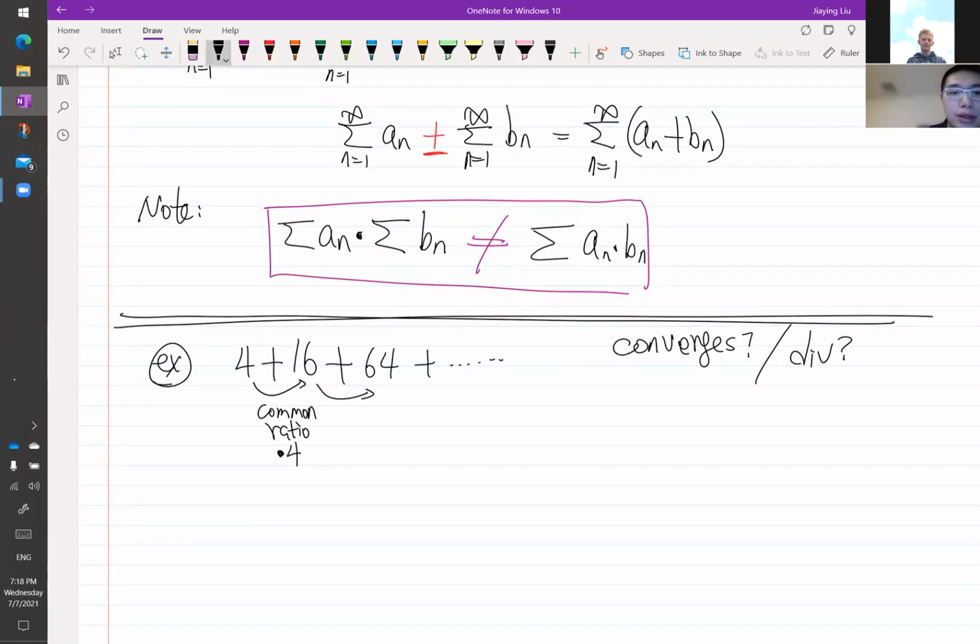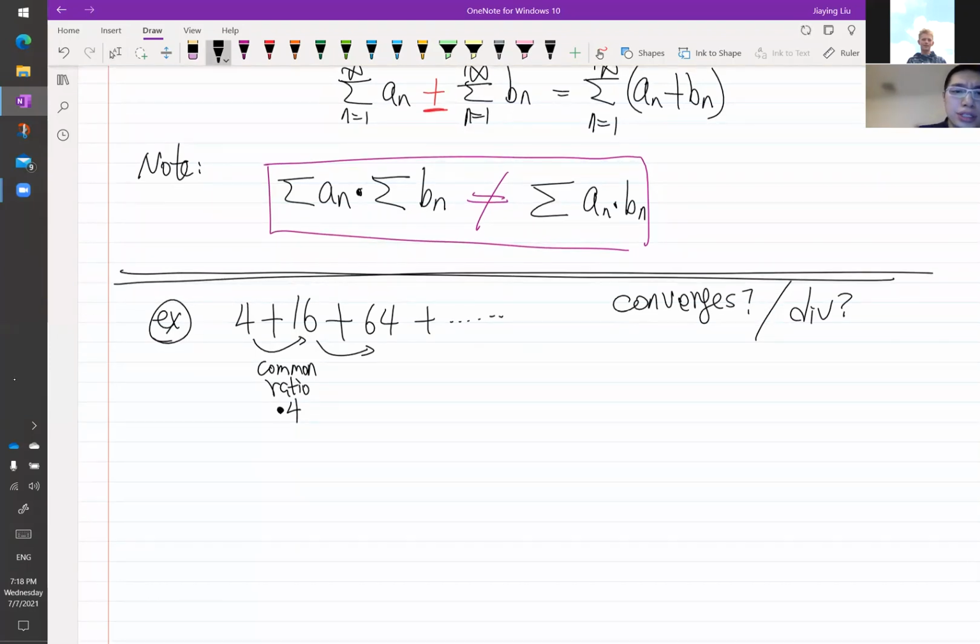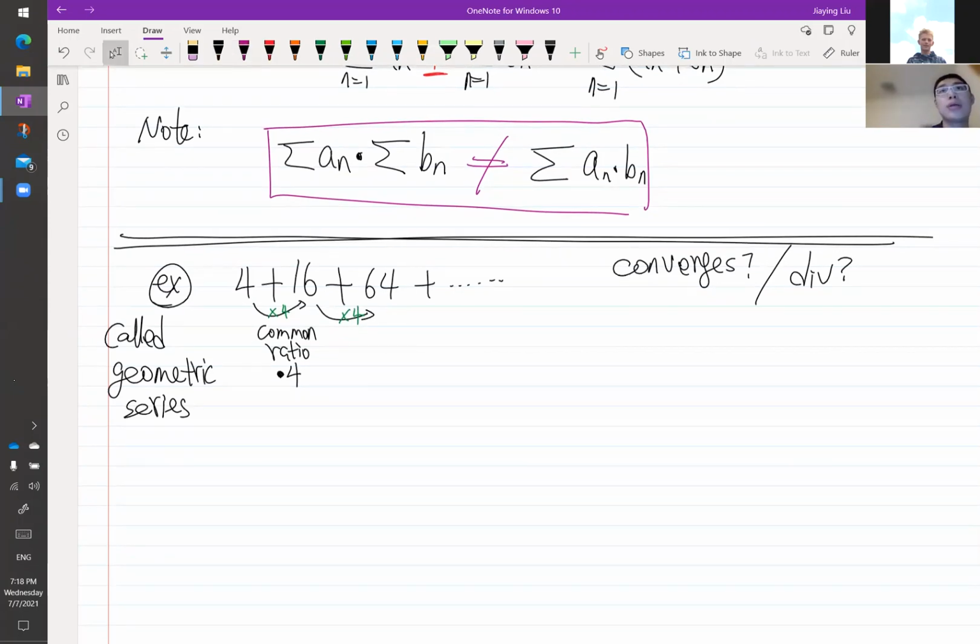Well, let's find out. I want to digress a bit here because the elements of this series have a common ratio. We multiply by 4 each time as we move on to the next element. We have a special name for this type of series. This is called a geometric series, in which the elements have a common ratio. There's a trick to figure out the sum directly. So let me use this example to show you what the sum is before we talk about being convergent or divergent.